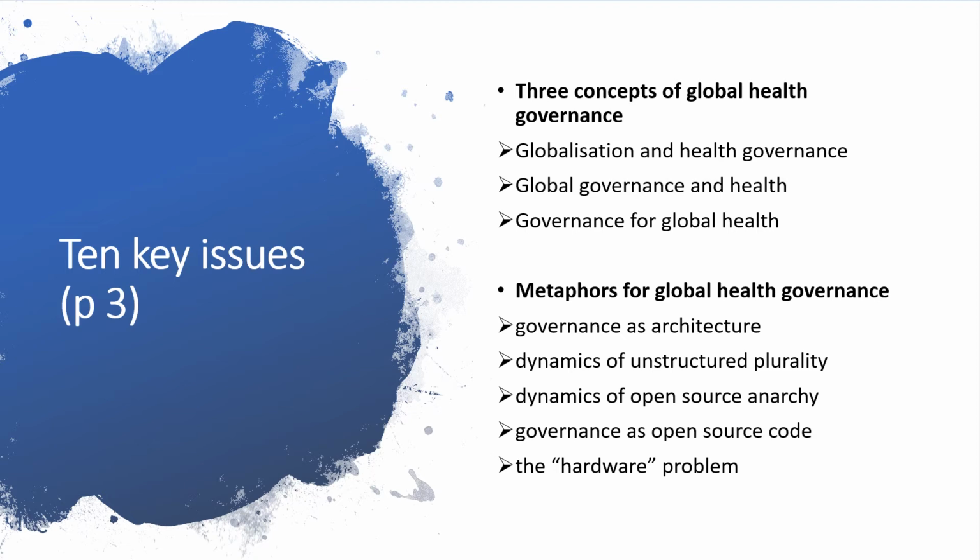So he has a metaphor first for governance as architecture. Then he talks about unstructured plurality. Then he goes into the concept of anarchy. The old school anarchy referred to when states would resist coordination. So they appear to want coordination, but really they're watching out for their own interests. So they resist any kind of strict or functioning architecture around global problems.